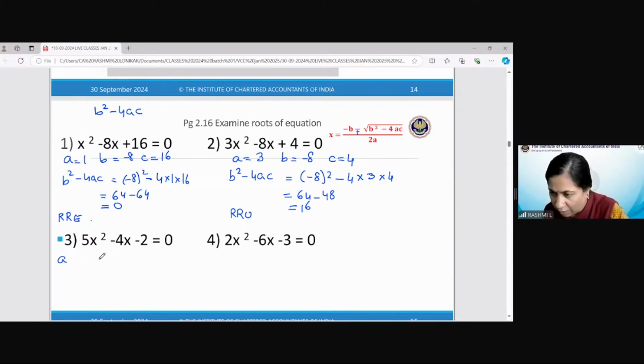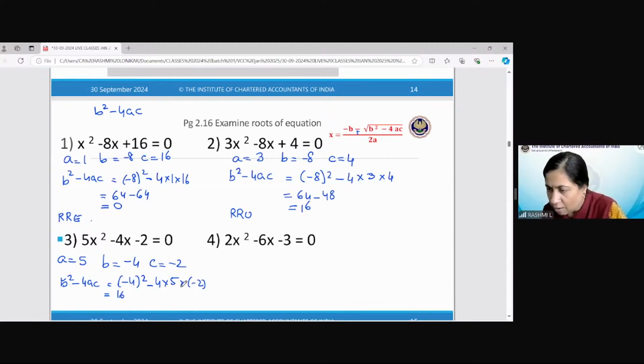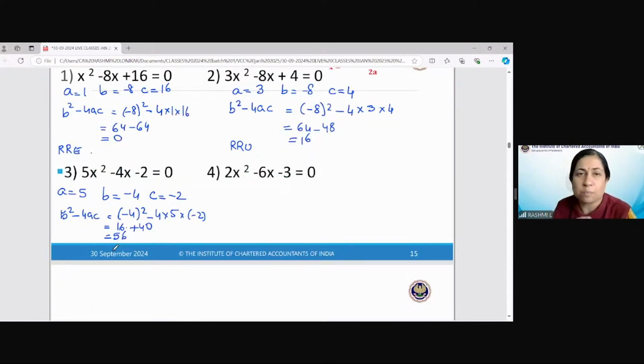Now let us see here. A is equal to 5, B is equal to minus 4, C is equal to minus 2. What will be B square minus 4AC? This is equal to 4 square minus 4 into 5 into minus 2. How much is this? 16, minus into minus plus. So this is 20 into 2 is 40, plus 40, which is equal to 56. So is it positive? Yes. Is it a perfect square? No. So what will be the answer?